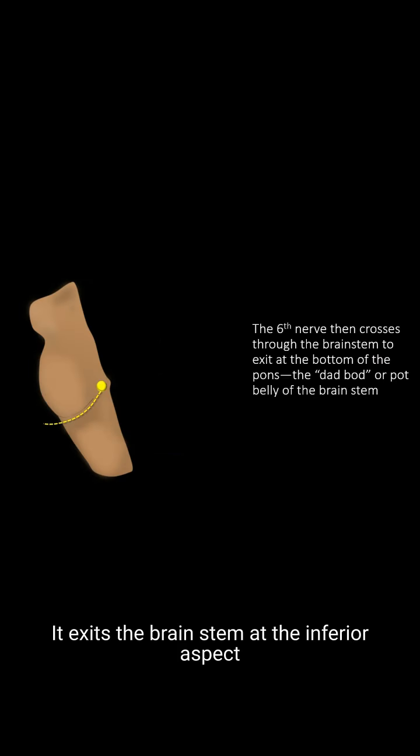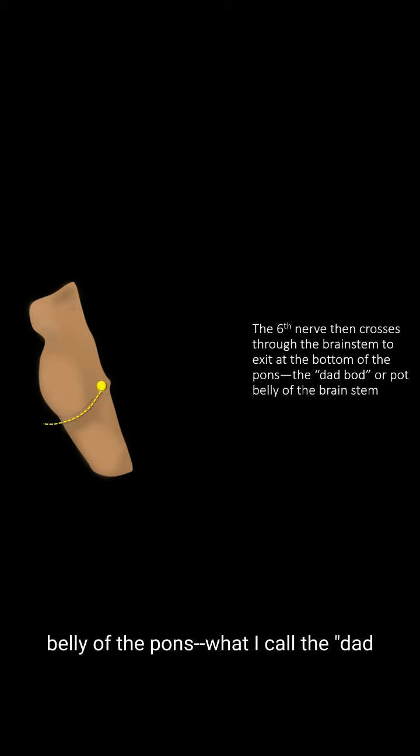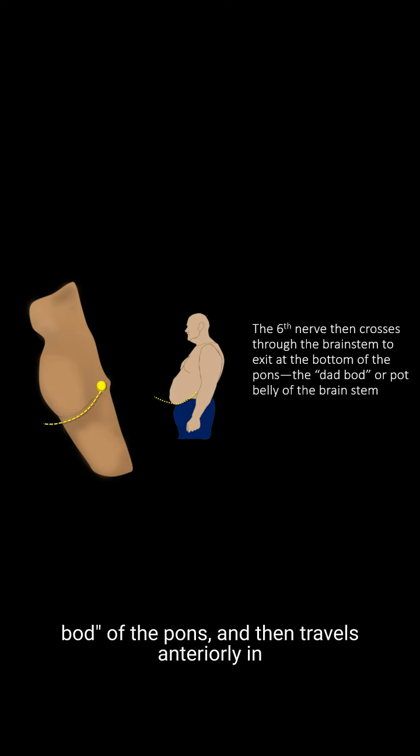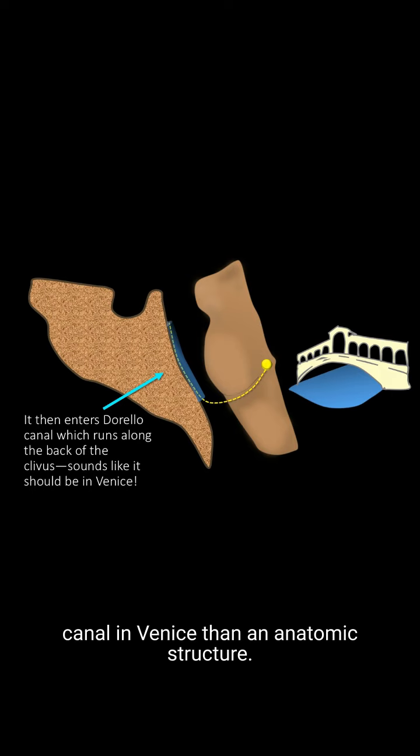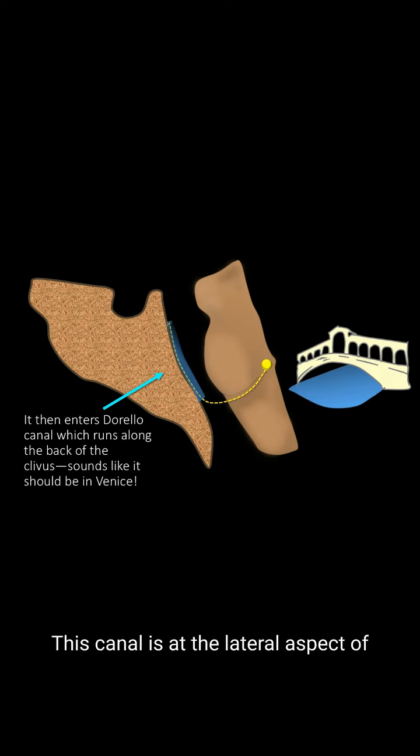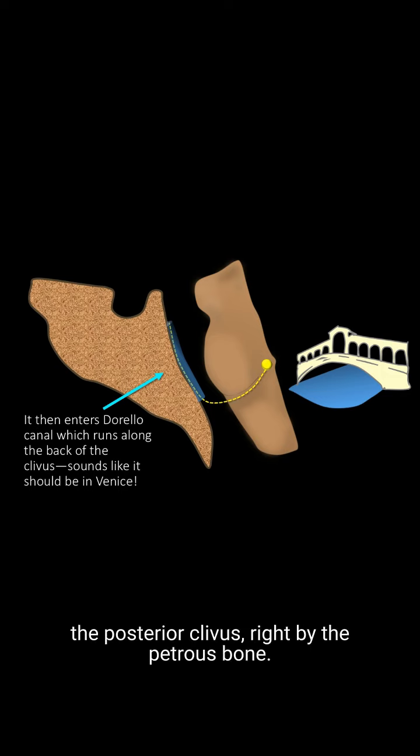It exits the brainstem at the inferior aspect of the pons, under what looks like the potbelly of the pons, what I call the dad bod of the pons, and then travels anteriorly in the subarachnoid space towards the clivus. It then enters Dorello Canal, a canal that I think sounds more like a canal in Venice than an anatomic structure. This canal is at the lateral aspect of the posterior clivus, right by the petrous bone.